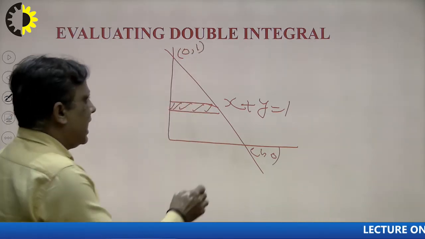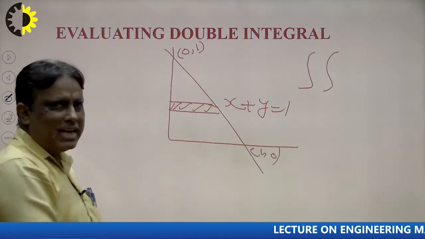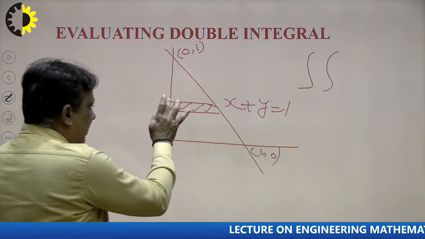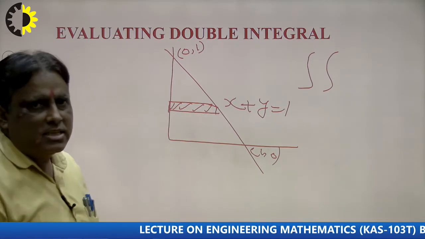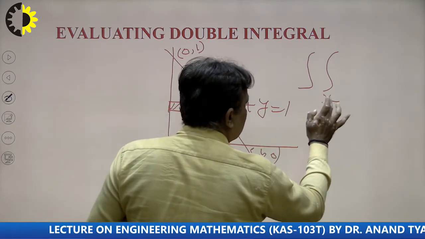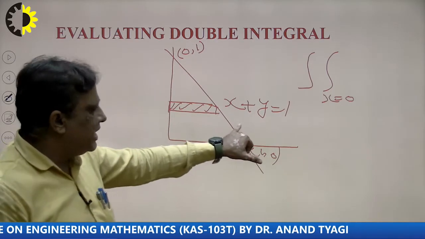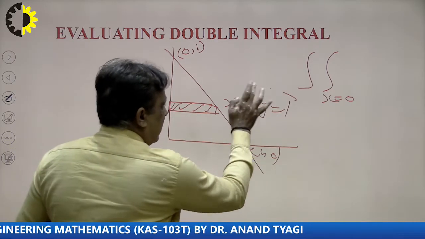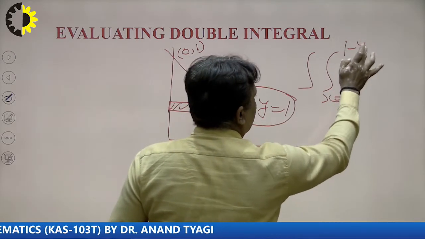First of all I evaluate the limit of x here, because the strip is parallel to the x axis, and this is the lower part and this is the upper part, and the lower part touches the y axis. For the y axis the limit of x will be 0, right, and the upper part touches this straight line. So we consider the value of x here, and the value of x will be 1 minus y, right.